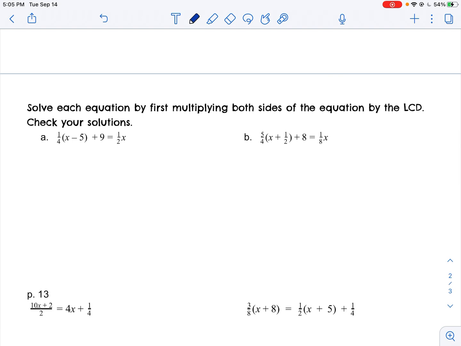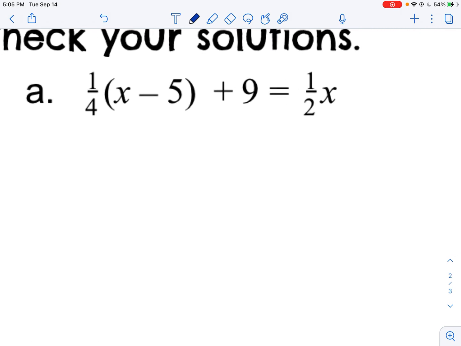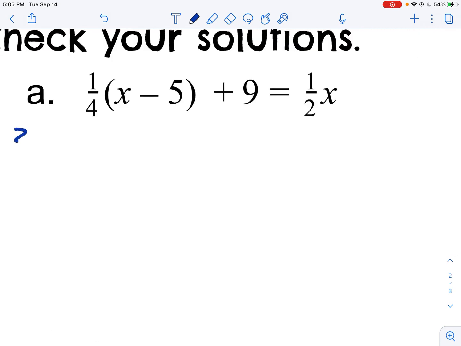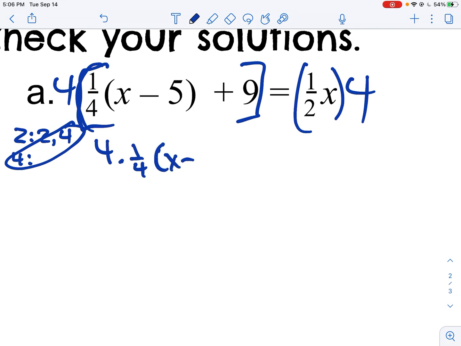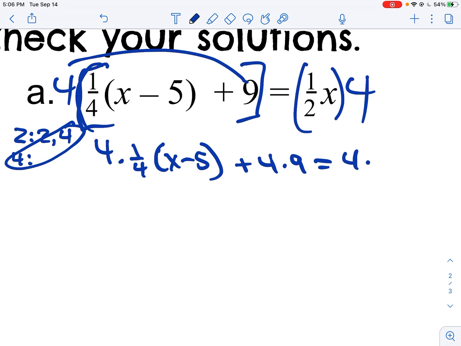Okay, so let's look here. We're going to solve each equation. So the least common denominator, I have 2, I have 4. 2, 4, look at that. So I'm going to multiply by 4 on this side. Oops, I should have done brackets. And I'm going to multiply by 4 on this side. So 4 times 1/4 x minus 5, and then 4 times 9 equals 4 times 1/2 x.